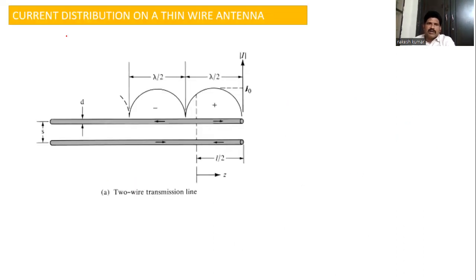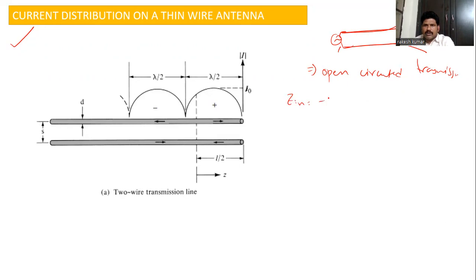Now let us see the current distribution of a thin wire antenna. So this is your two-wire transmission antenna. Let us consider this is an antenna, for example. Here you are providing some supply voltage. This is open circuited. We know the formula for an open circuited transmission line: Zin is equal to minus jZ0 cot beta L. So this is the expression for open circuit.